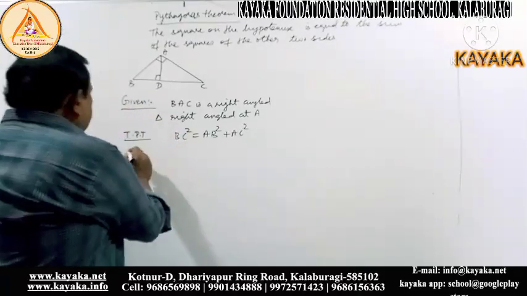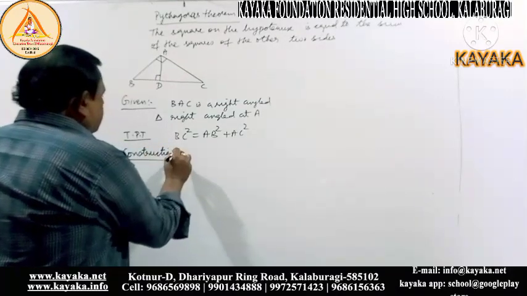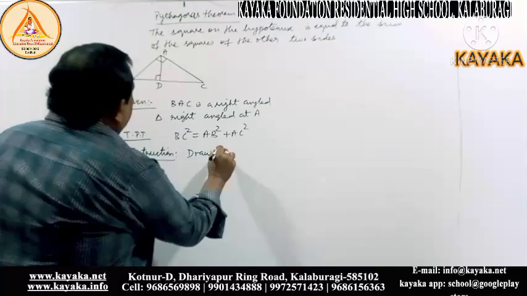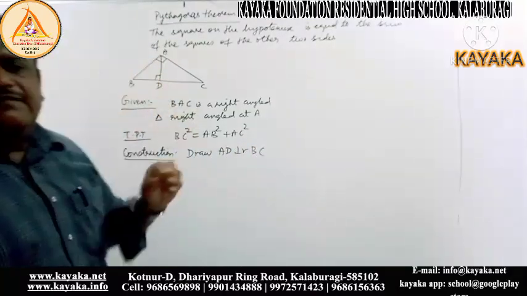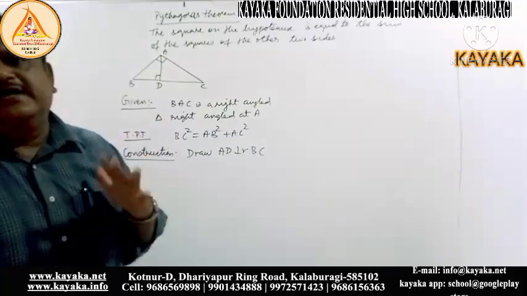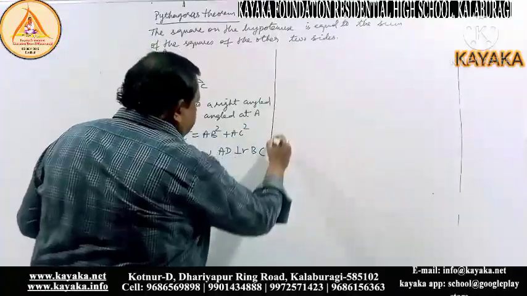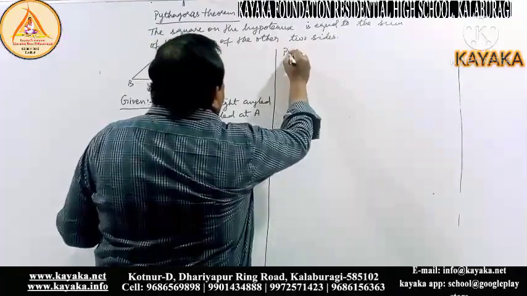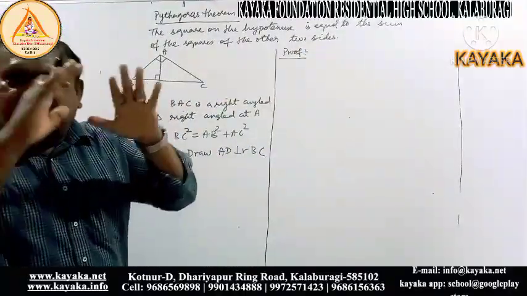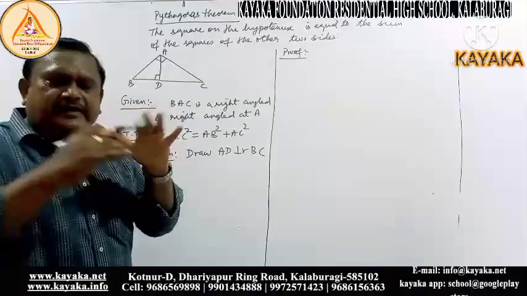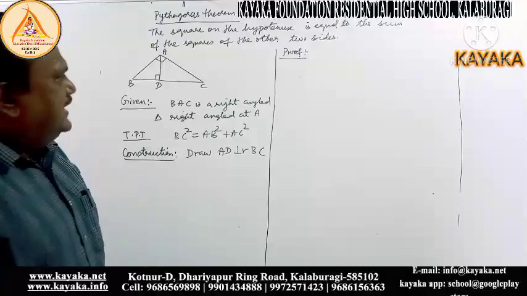Okay. Suppose here, construction part. Construction is draw AD perpendicular to BC. You are drawing a perpendicular from the point A to the line BC. Okay, dear children. Now, we'll start the proof now. I'll write the proof from here. Now, first we are going to take the bigger triangle and one small triangle. Next step, we are going to the bigger triangle. We are going to take the next another small triangle. Okay, like that we have to prove.